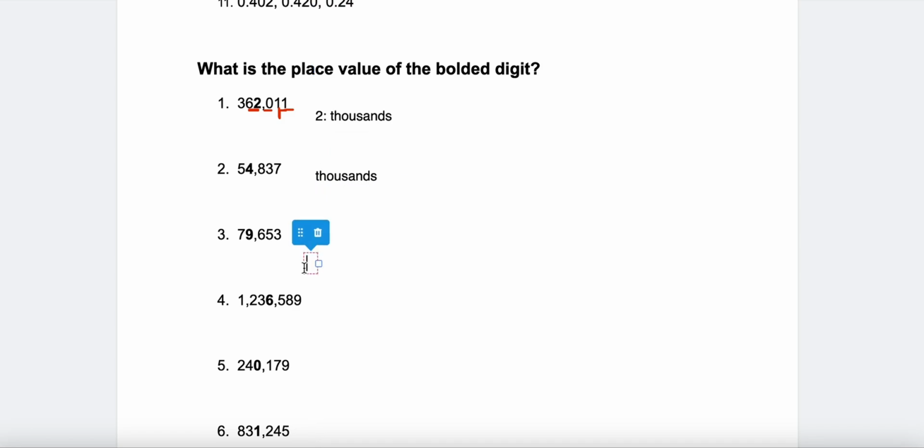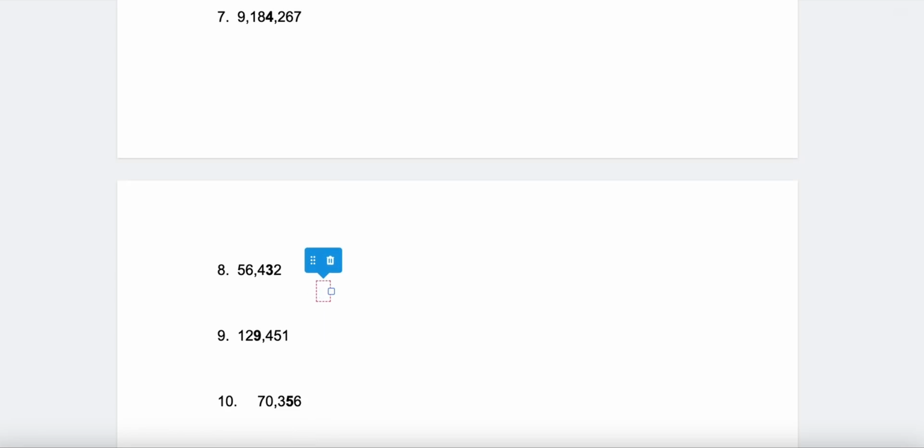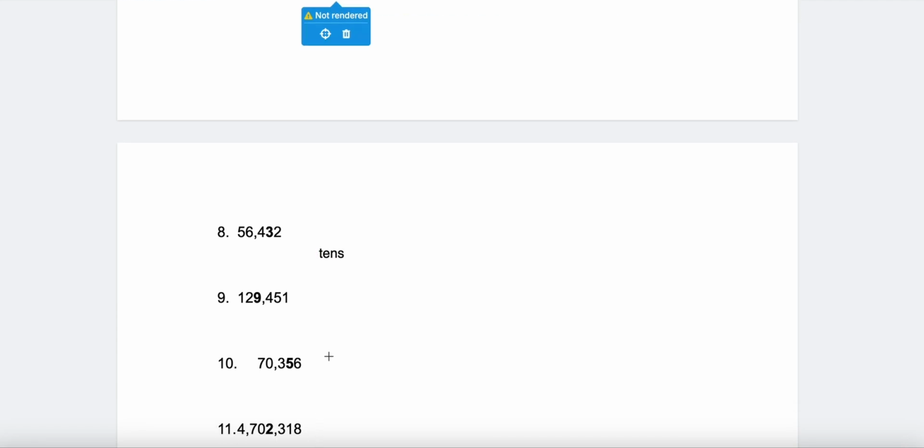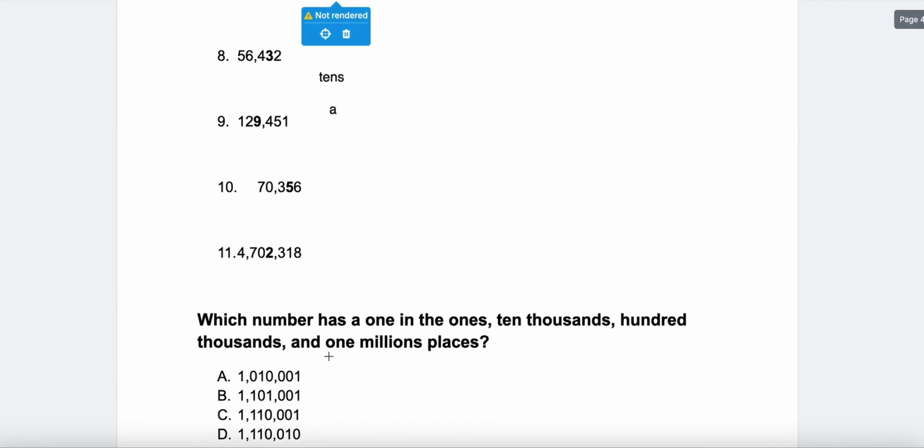So this one you can try on your own. I'll give you about 10 seconds because that'll also be thousands. Value of 3 will be tens. And you can try the rest on your own.